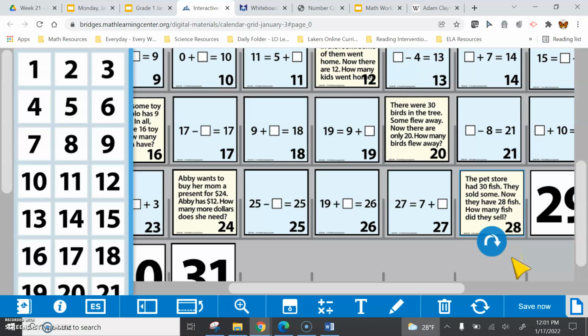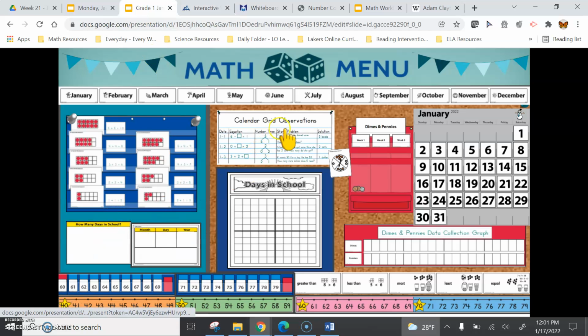Wow, story problem. It says the pet store has 30 fish. They sold some. Now they have 28 fish. How many fish did they sell?